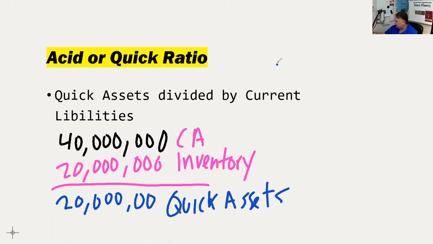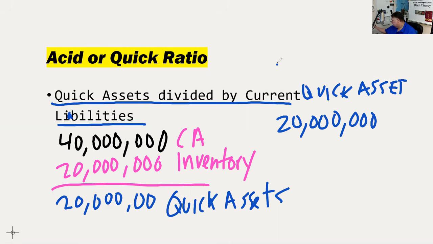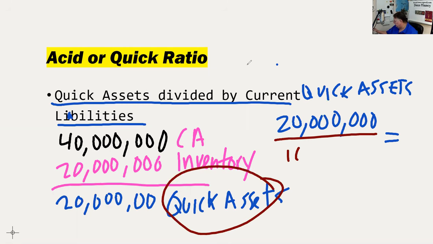And so here we say the quick assets are divided by the current liabilities. And that's called the acid test or quick ratio. So let's see if you can do that. You now have the 20 million in quick assets. And what are you going to divide that by? You're going to divide the quick assets by the current liabilities.